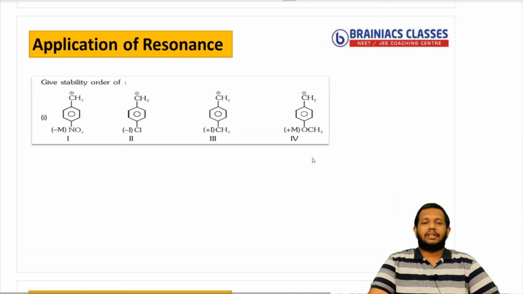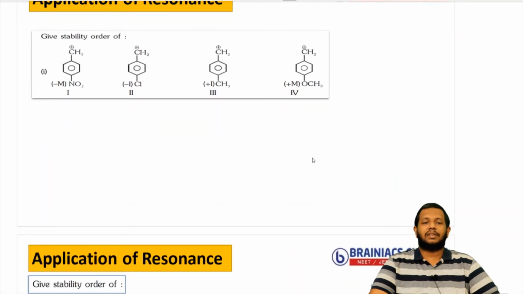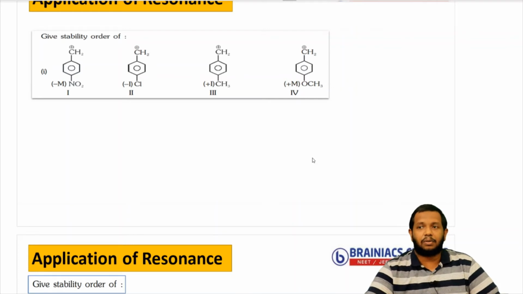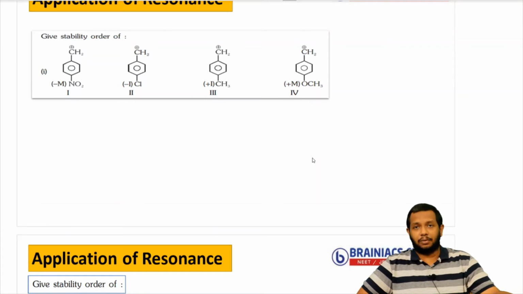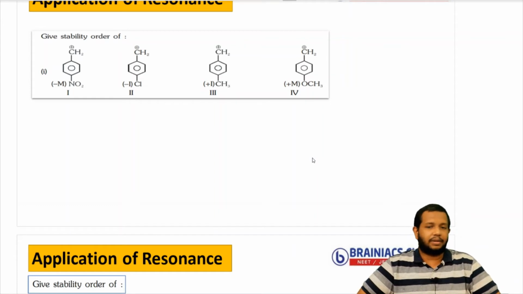Now let's see some more examples here. I want every one of you to go through this question and try it from your side. Then only you will get a fair idea of what you are learning. Now let's see, give the stability order of these. Please think from your side what the possible answer for this question can be. If you are able to write it by yourself, that is very good, because questions of similar nature will come in the exam.